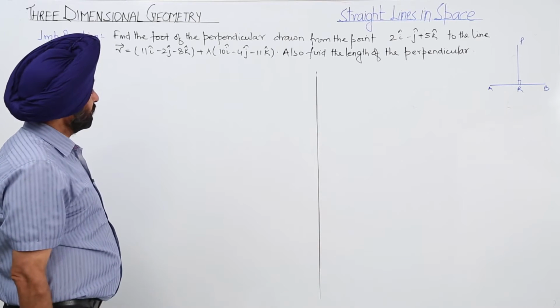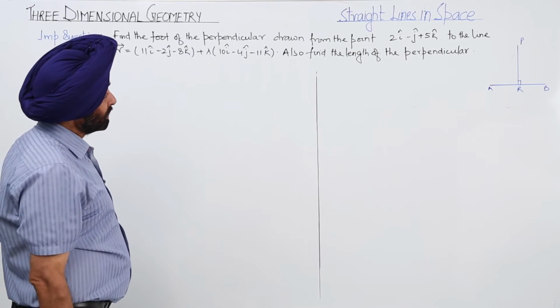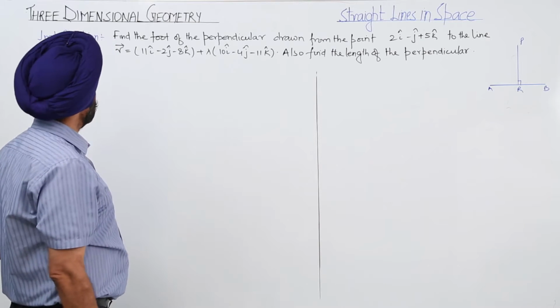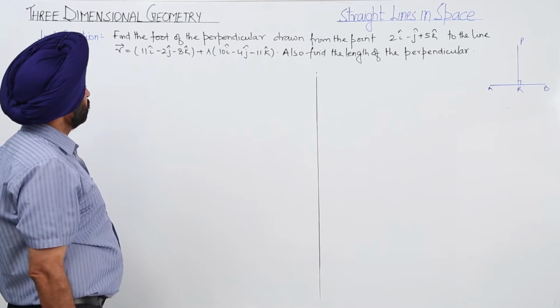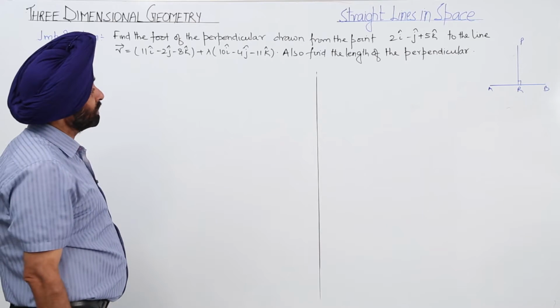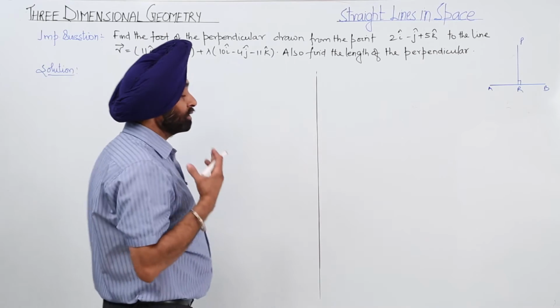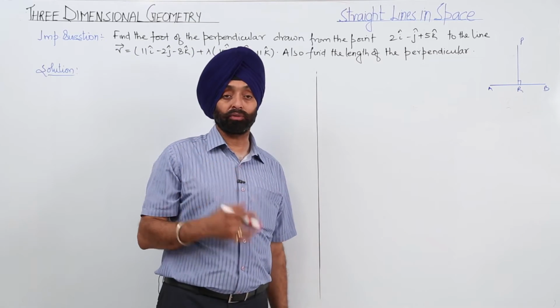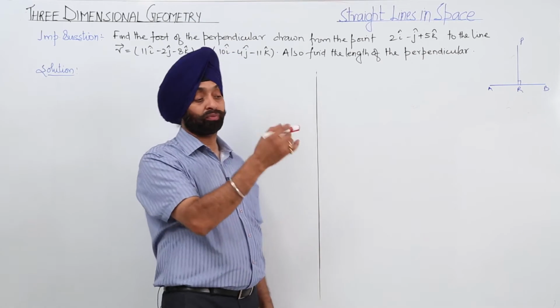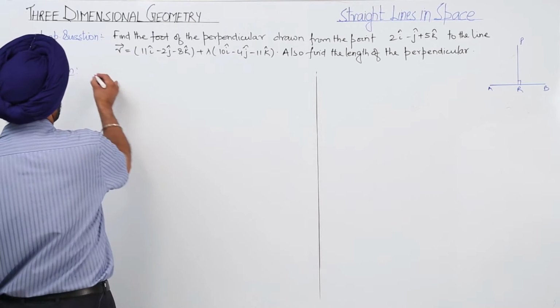Find the foot of the perpendicular drawn from the point 2i cap minus j cap plus 5k cap to the line vector r is equal to a plus lambda b. Also find the length of the perpendicular. Now the question, same question, foot of the perpendicular, distance of the perpendicular, we have to find it but in the vector form.